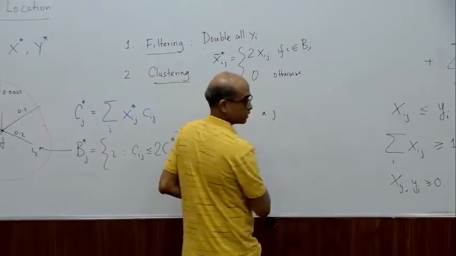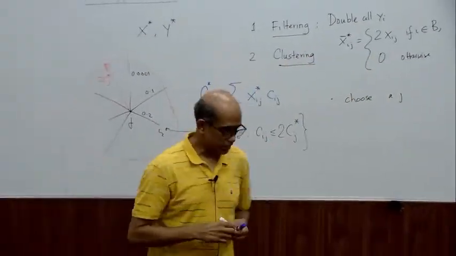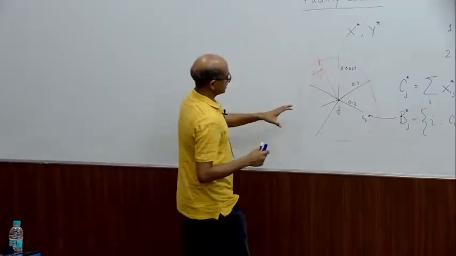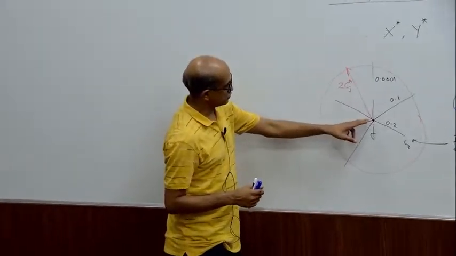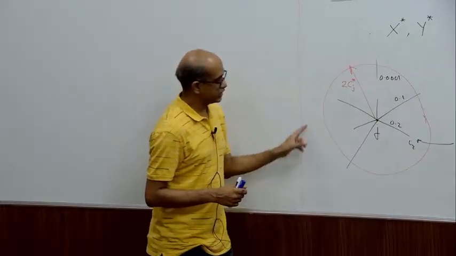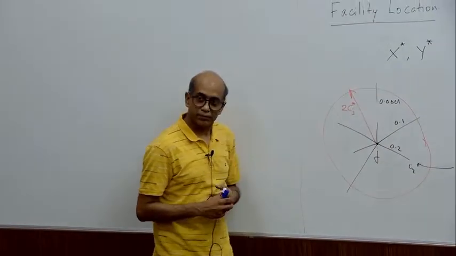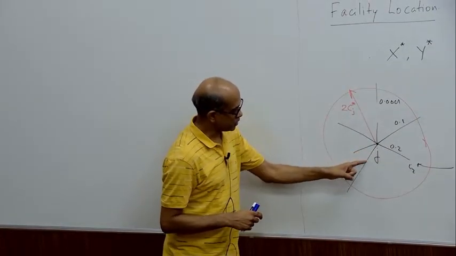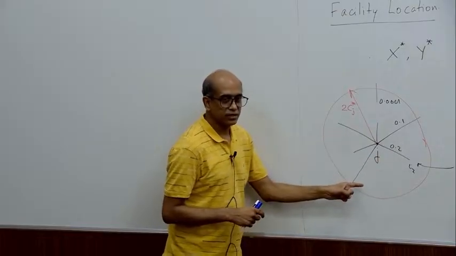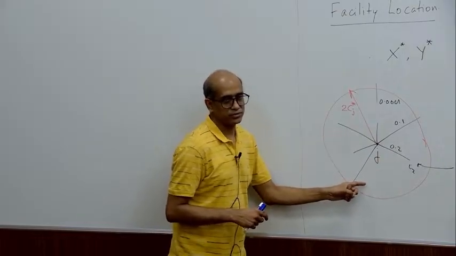Why did we double all yi? Okay, good. So remember what did we say? I went a little fast over this. When you draw a ball of radius 2 Cj star, and you see how much of j is assigned inside, all I'm saying is that it should be at least a half. Why?